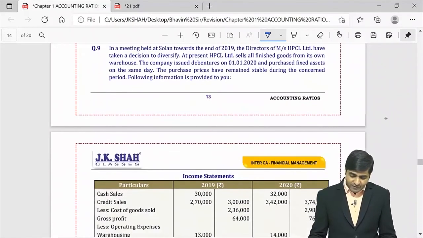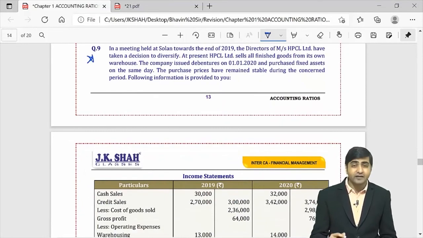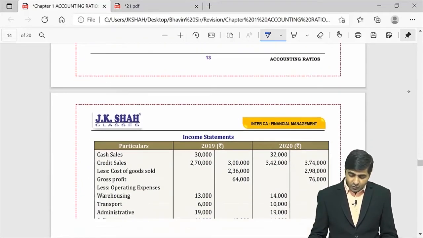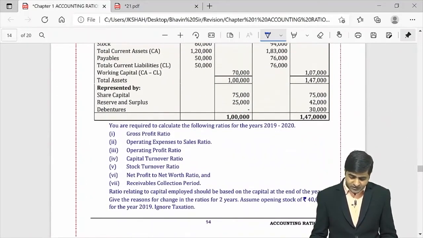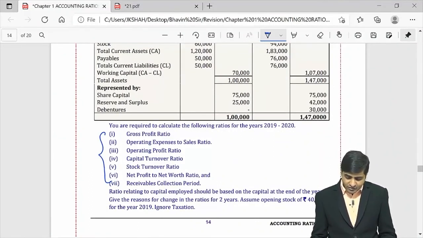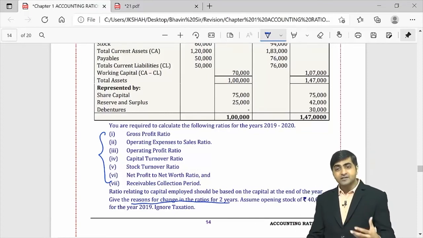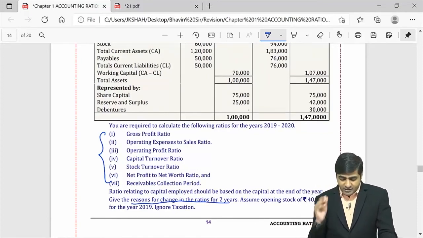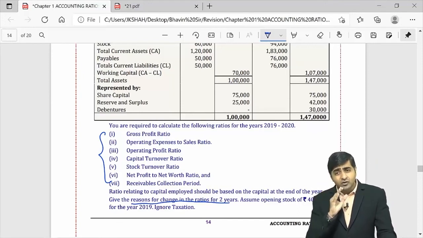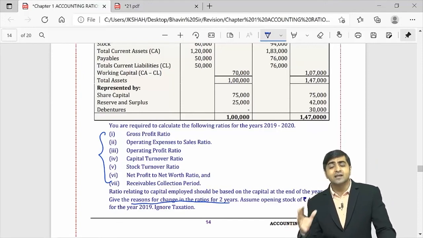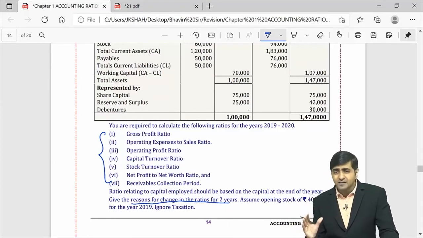Then my dear students, we have question number 9. This question also you can refer to one day before the examination, where we are required to calculate the ratios. Okay, and these ratios are to be calculated for both the years, because we also have to give reasons for the change in the ratios for both the years. So guys, we have to comment on certain things as well, such as what is the GP ratio for 2019 as well as 2020, and then we need to check what the difference is, why there is a difference, what is the reason behind the change.